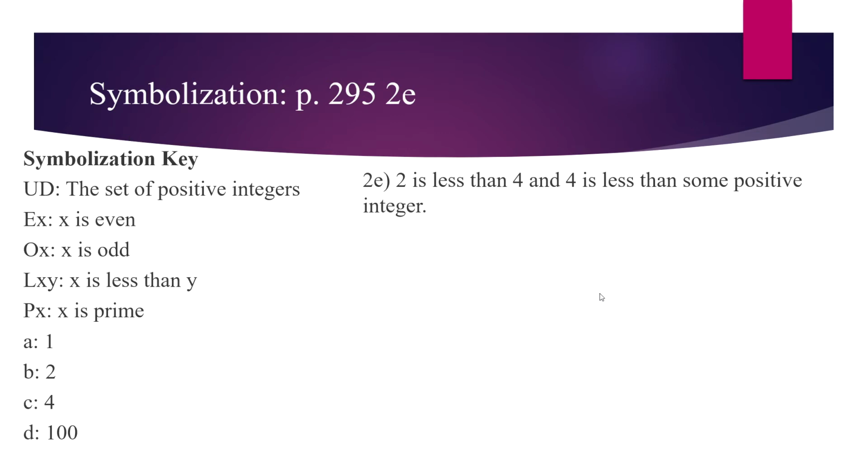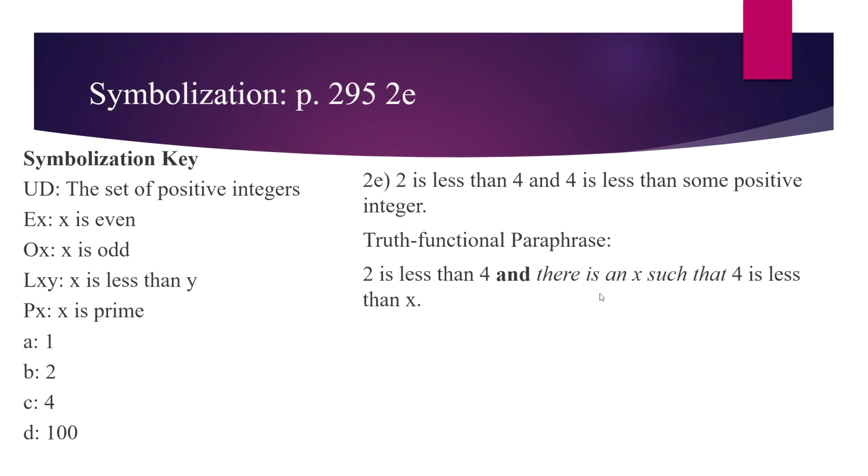Now we have 2 is less than 4, and 4 is less than some positive integer. We have that word some, so we know we're going to need an existential quantifier in here somewhere. We've got two separate claims, right? That 2 is less than 4, and then the claim about 4 and some positive integer that we know we're going to need a quantifier for. So the truth functional paraphrase, we have 2 is less than 4, and then that and is our main connective, right? And then because we have some, we're going to say there is an x such that 4 is less than x.